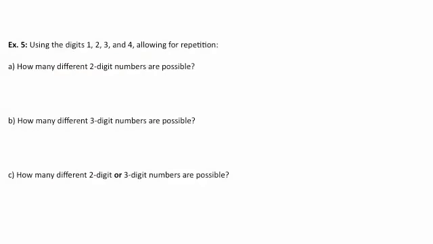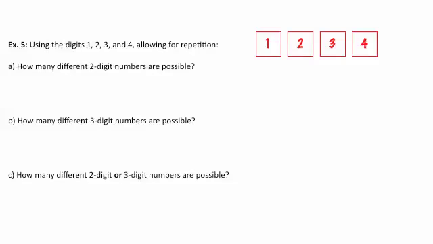Using the digits 1, 2, 3, and 4, allowing for repetition. So we're going to repeat these digits. We don't have to worry about that. How many 2-digit numbers are possible? Well, here's our things that we're going to select: a 1, a 2, a 3, or a 4.